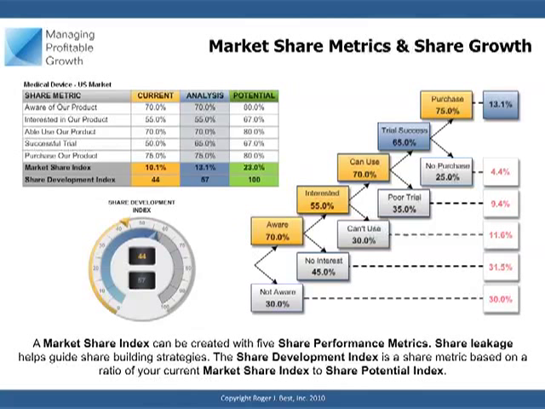Metric 3.3 allows you to build a share tree with 5 share performance metrics. The market share index should approximate actual market share. When it does not, we recommend adjusting your share performance metrics to better match current market share. The largest areas of share leakage become obvious targets for improved share metric performance that have the potential to grow your share index. Using Metric 3.4 allows you to create a share development index, the percentage of your share potential that has been developed.